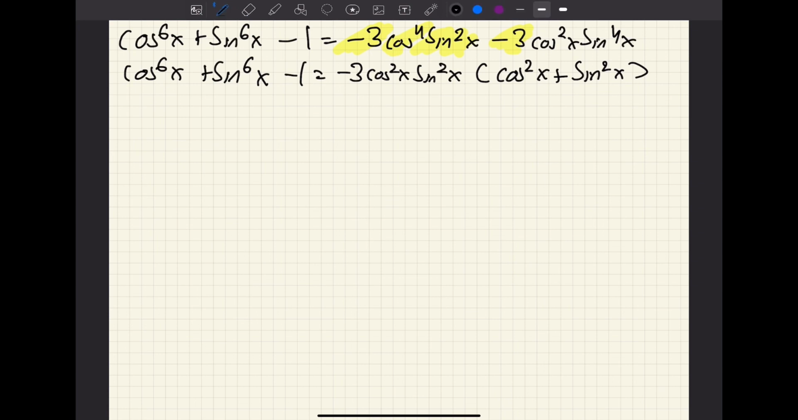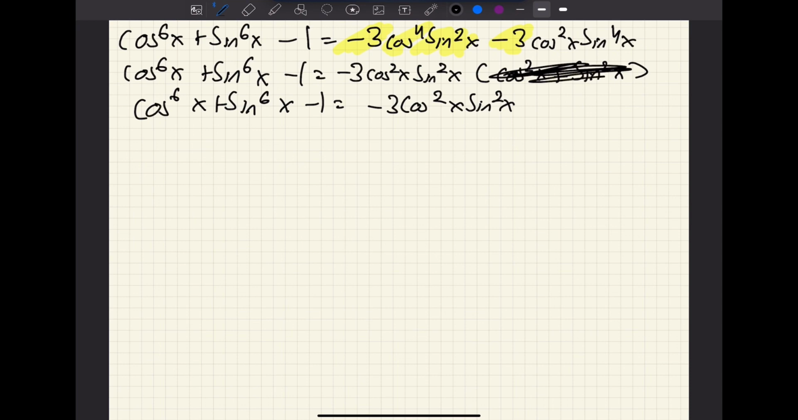Okay, so let's continue. Cos^6 x plus sin^6 x minus 1 minus 3 cos^2 x sin^2 x. Okay, so we're left with this, because we know cos^2 x plus sin^2 x is equal to 1, so we don't even have to write 1. We know anything multiplied by 1 is itself.